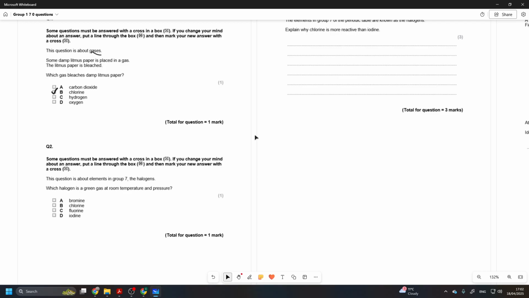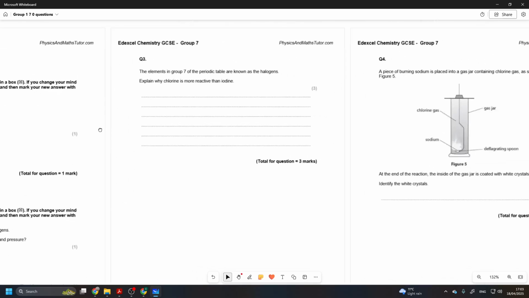Okay, this question is about Group 7. Which halogen is a green gas at room temperature and pressure? Wow, okay, so which one is a green gas? You said B, didn't you? B would be correct. Am I getting a little bit cheesy for you here? Got to remember that this is a brown liquid. Okay, this is a very pale gas. And this is a purple solid. Boom.